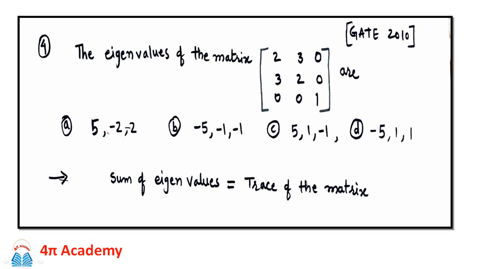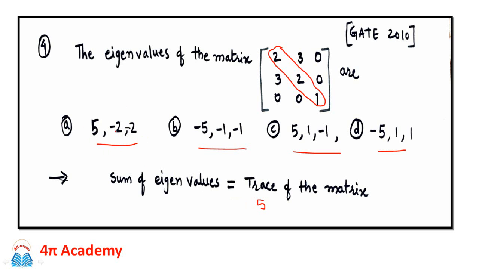So here you are given the eigenvalues in the options, and we use the property which is the sum of eigenvalues is exactly equal to the trace of the matrix. So we have already defined what is meant by trace. So trace of the matrix is the sum of the elements on the principal diagonal. So it will be 2 plus 2 plus 1, that is 5. So 5 is the trace of the matrix. And now let us see whether for option A the sum of the eigenvalues is exactly equal to 5 or not.